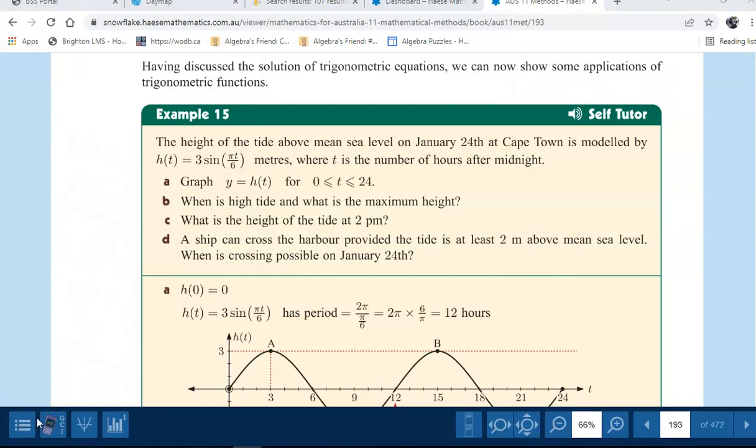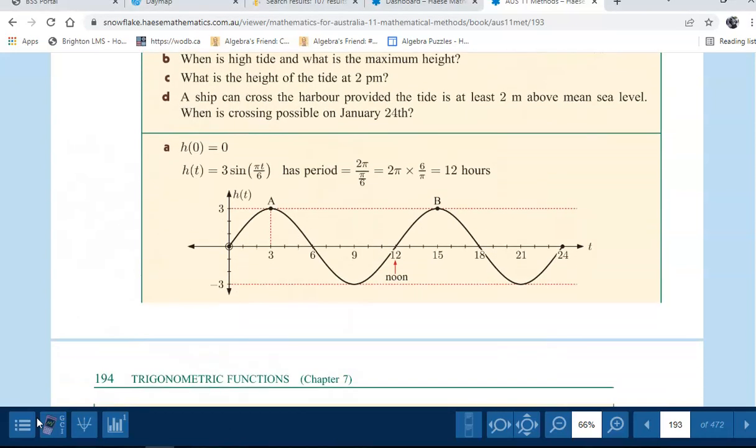T is the number of hours after midnight. So at 2 p.m., any of you watch JAG? Oh, it's the show about the army, but they talk in, 100 hours and whatever. So 24-hour clock. So it's 12, and then you've got 2 hours after 12, so 12 p.m. is 14. Okay, so we're going to find out what is Y when X is 14, right?